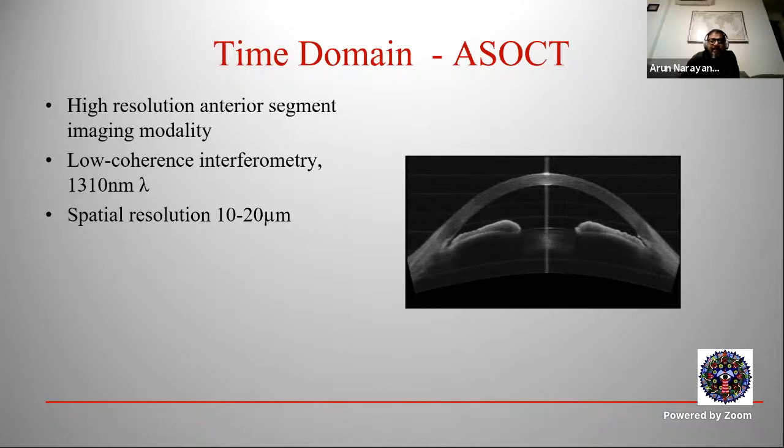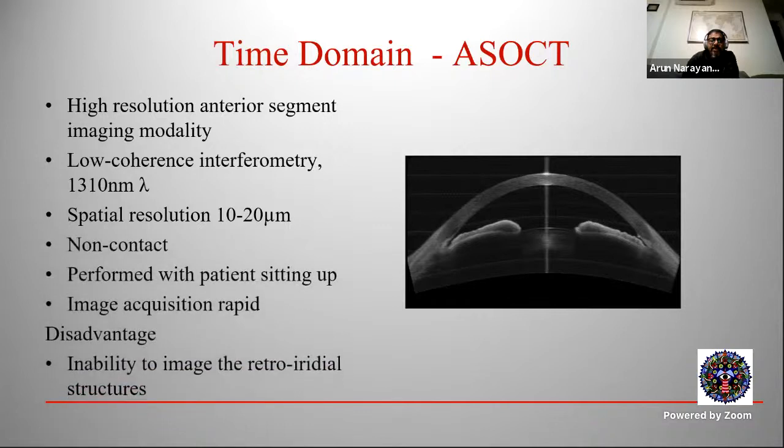So the time domain OCT platform was the first platform that we were able to access and image the anterior segment of the eye. It is generally based on low coherence interferometry, and uses a 1310 nanometer wavelength of light. The spatial resolution of this technology is about 10 to 20 microns. Now, the advantages of the AS-OCTs are the non-contact technique, and rapid acquisition of the image with the patient in sitting posture. One disadvantage would be the inability to image the retroiridial structures, because essentially what you're using here to image the anterior segment of the eye is light, and light is blocked by the pigment epithelium, thus making the retroiridial structures less visible.